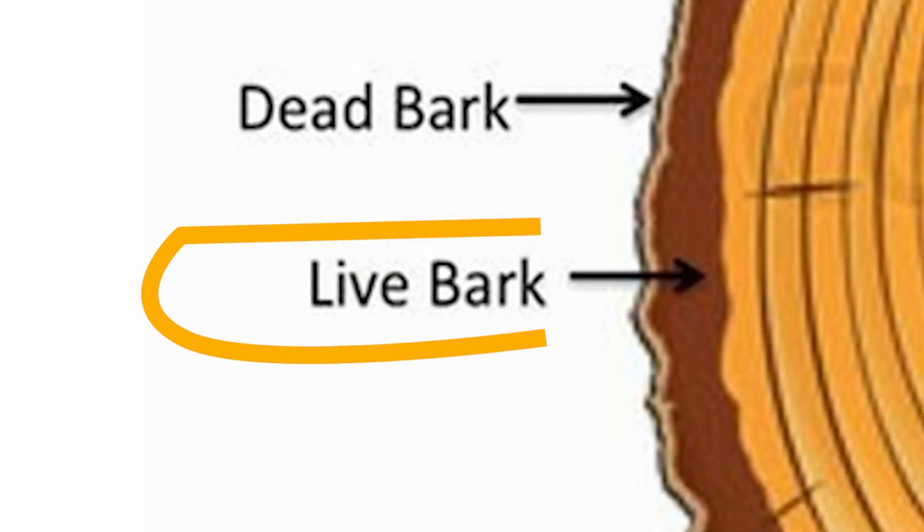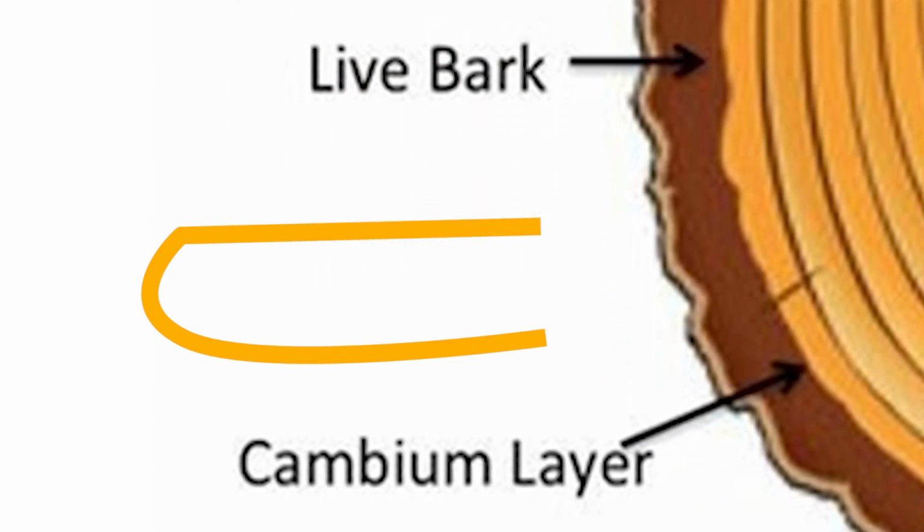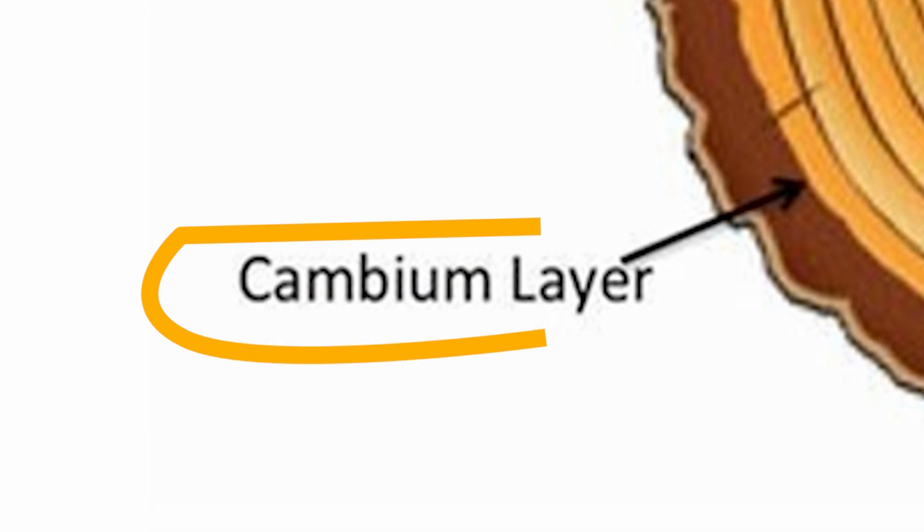What did I say now? The live bark. Very good. That shows that you are following. Now, after the live bark, we have what we call the cambium layer. The cambium layer. Now, it is the cambium layer that helps the tree to grow wider and wider and wider.